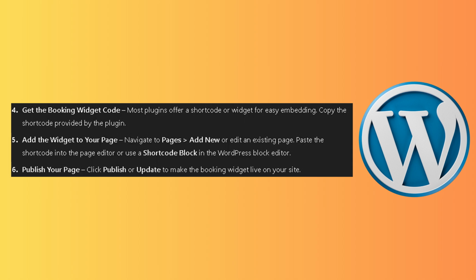Navigate to Pages and Add New, or open an existing page. Paste the shortcode into the page editor, or use a shortcode block in the WordPress block editor. Publish your page. Click Publish or Update to make the booking widget live on your WordPress site.